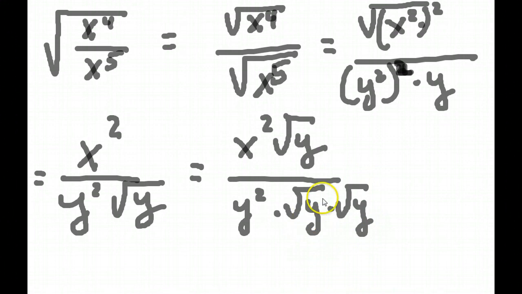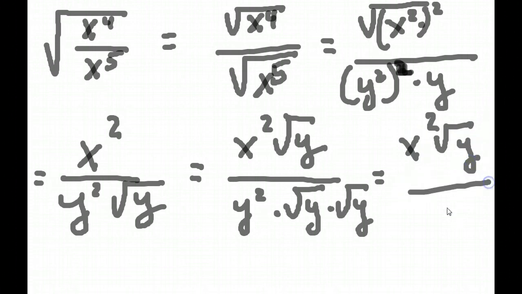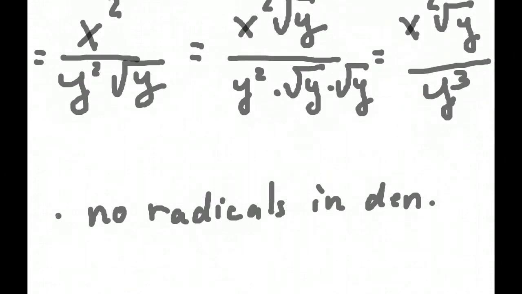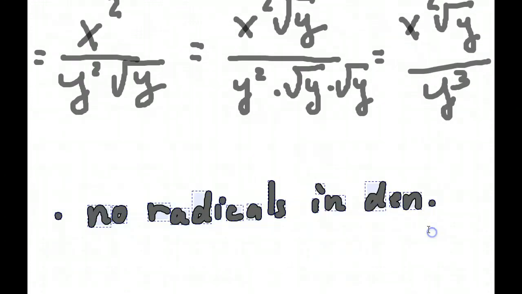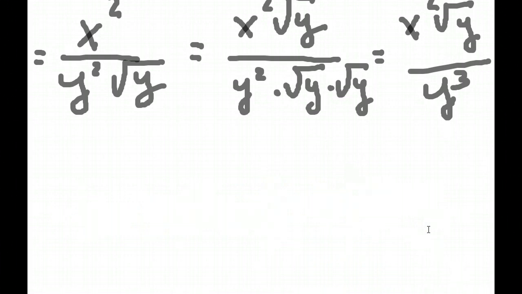And the square root of y times the square root of y is the same thing as the square root of y squared. It becomes just y, because y squared, take the square root of that, and you're left with just y. So then your numerator is still x squared, the square root of y, over y to the 3rd, because you have y squared times y. So you have x squared times the square root of y over y to the 3rd. And that takes all the radicals out of the denominator.